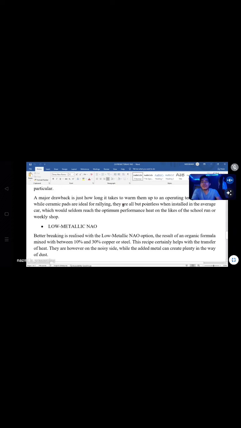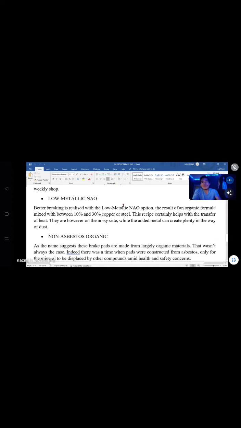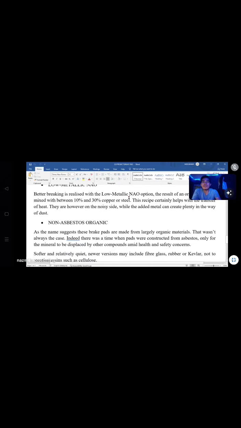And then low metallic. This is a brake pad with better braking and release, a low metallic option, the result of an organic formula mixed with between 10 and 30% copper or steel. This recipe certainly helps with the transfer of heat. They are, however, on the noisy side, while the added metal can create plenty of dust.